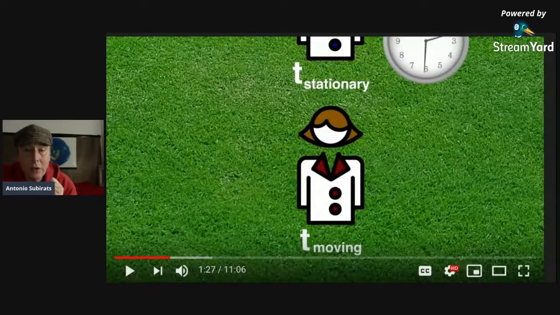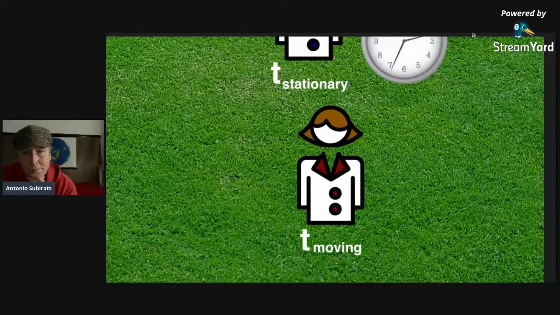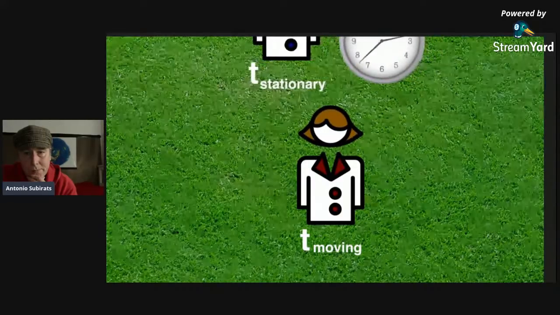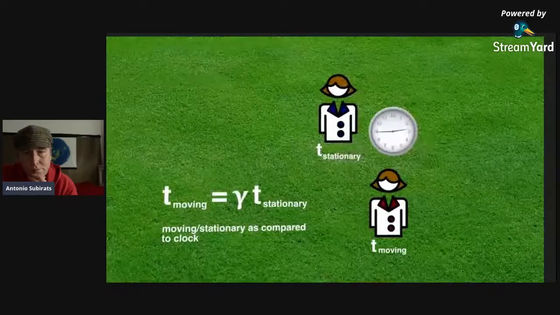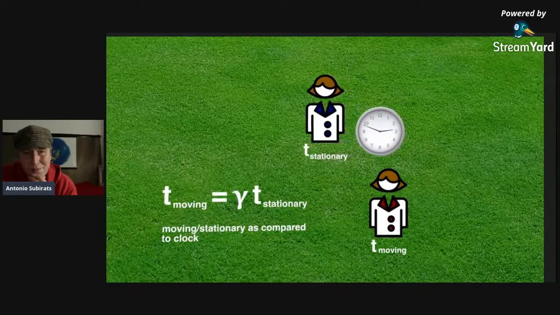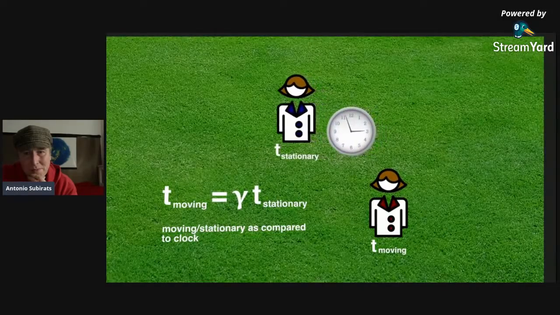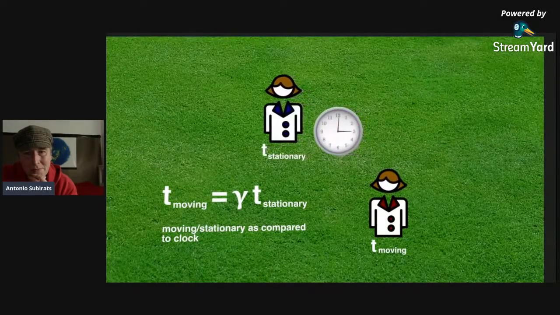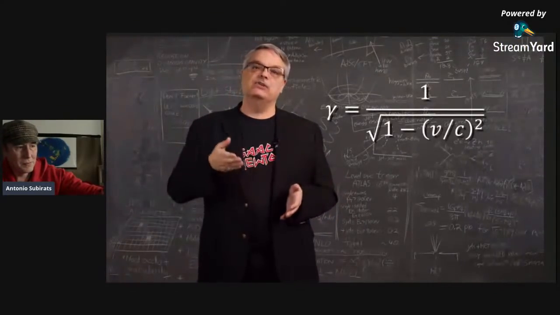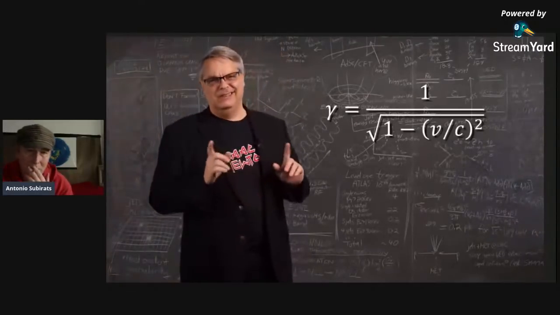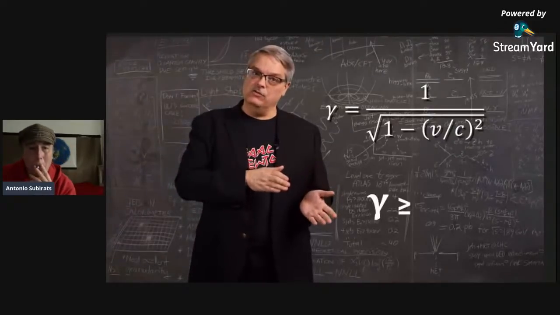In other words, gibberish times gibberish. Oh, okay, let's go then. T sub moving is the time experienced by someone who sees the clock moving. T sub stationary is someone who doesn't see the clock moving, and gamma is a factor unique to relativity. It's called the Lorentz factor. It is equal to 1 for something not moving and greater than 1 when something is moving. Gamma is simply 1 over the square root of the quantity 1 minus v squared over c squared. That'll be important in a little bit, but for the moment, just remember that gamma is greater than or equal to 1.